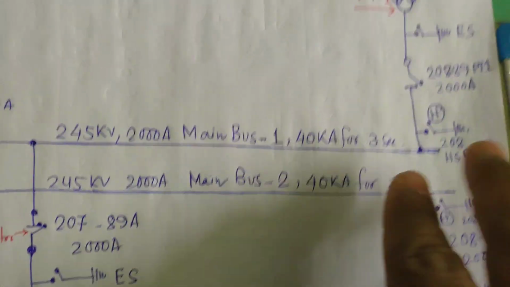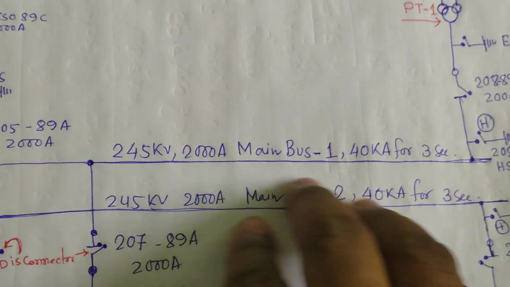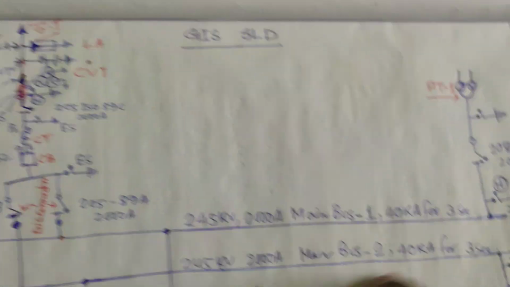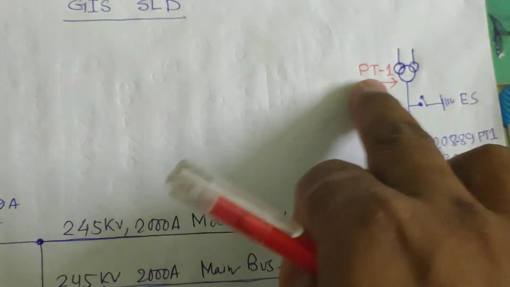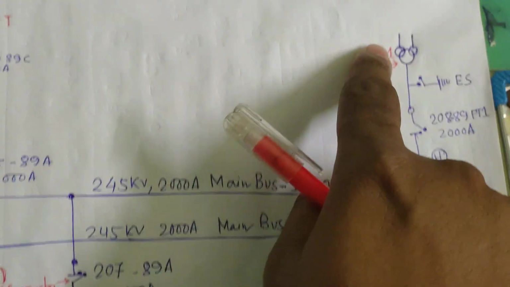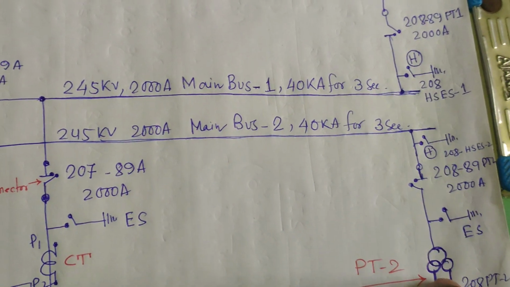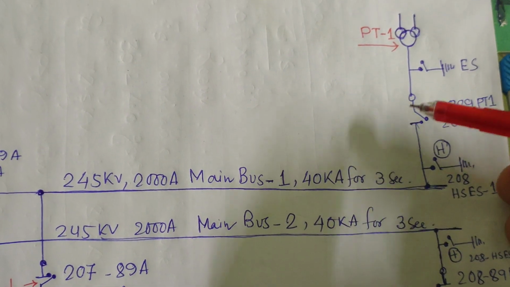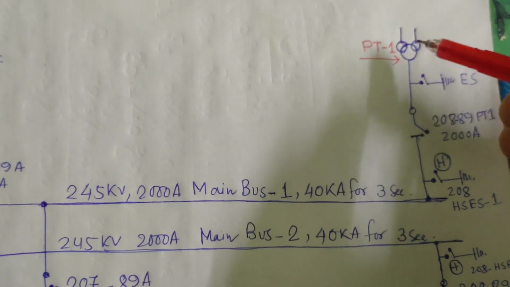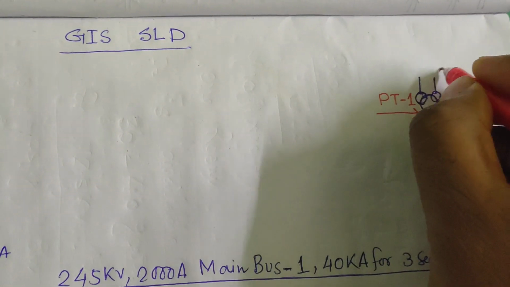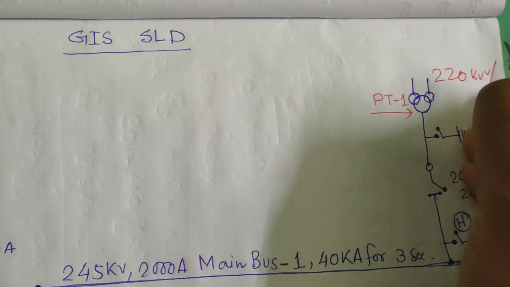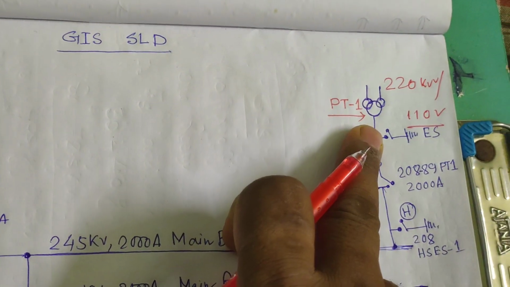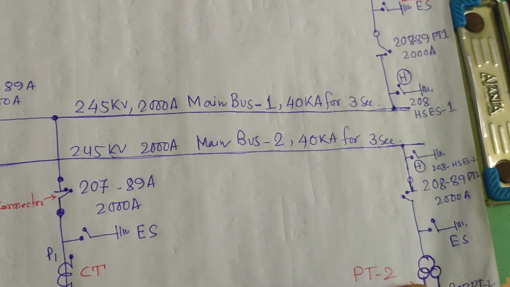For getting the voltage magnitudes coming from the power grid, we will put in service PT1 and PT2: PT1 for main bus 1 and PT2 for main bus 2. Here for the PT, a high speed isolator is present, and here also a disconnector or isolator is present, and again this is the PT. This is the 220 kV by 110 volt PT. Here this is also a PT, this is also a PT.